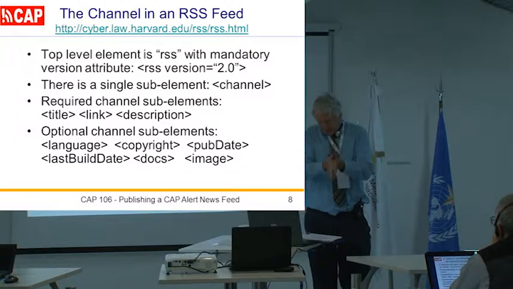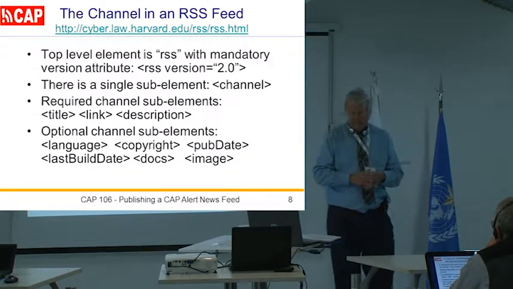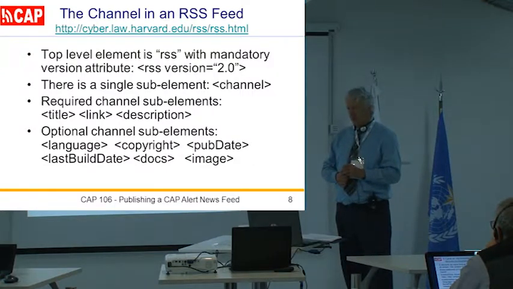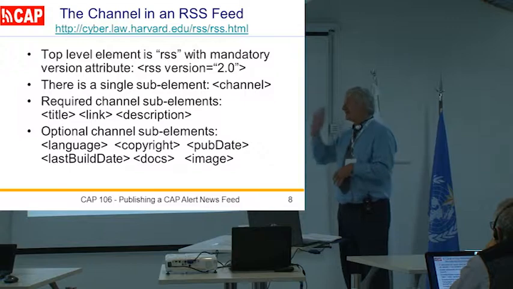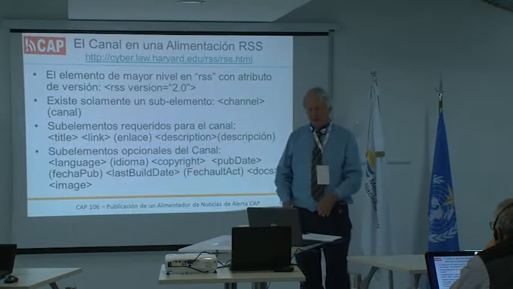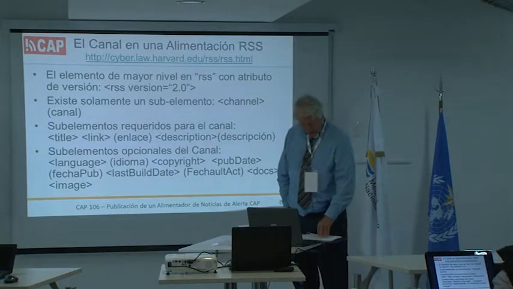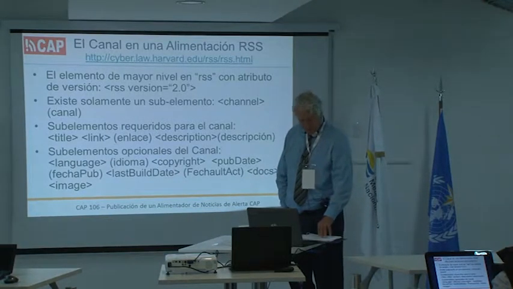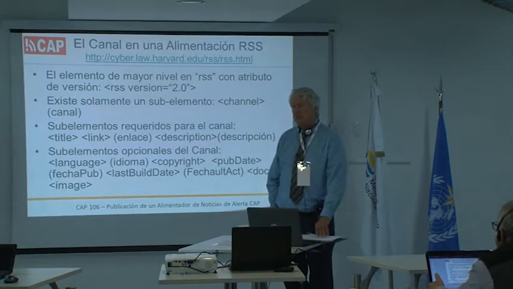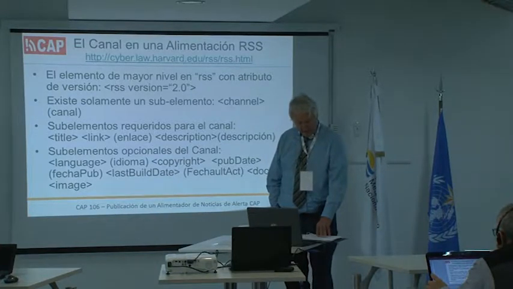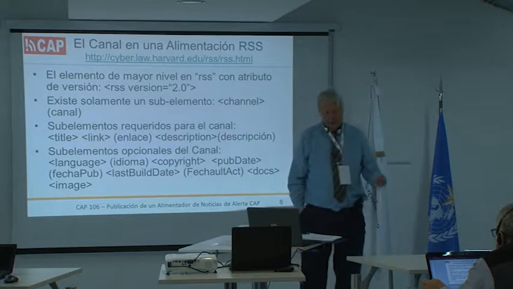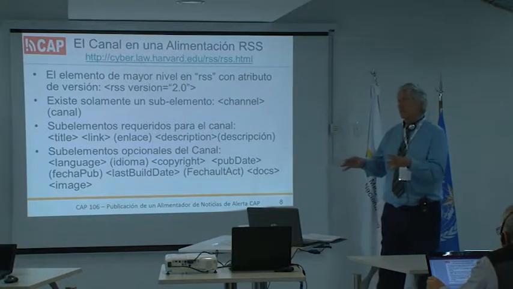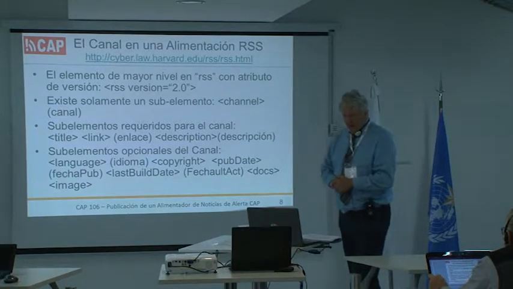OK, let's talk about the channel, which is the only thing you have. The RSS XML format starts with RSS, and then it has an attribute, version 2. It's always version 2. Those interested in version 1, that's a side discussion. It's gone. Version 2 is the frozen standard. There's only one channel, so the next element under RSS is channel. That refers to a single source of CAP alerts. About the channel, so to inform people what is this channel, we have three required sub-elements: the title for the channel, the link, which is the URL for the channel, and a description, which is typically the title with a little bit extra stuff about why you created this channel.